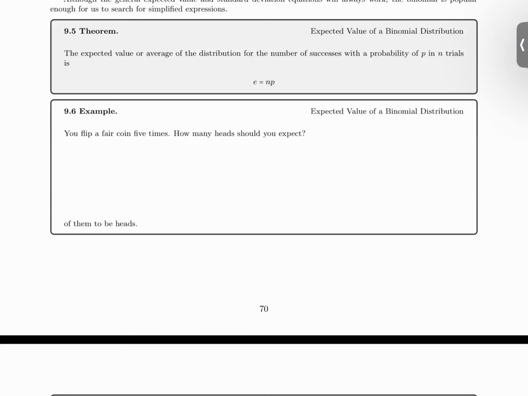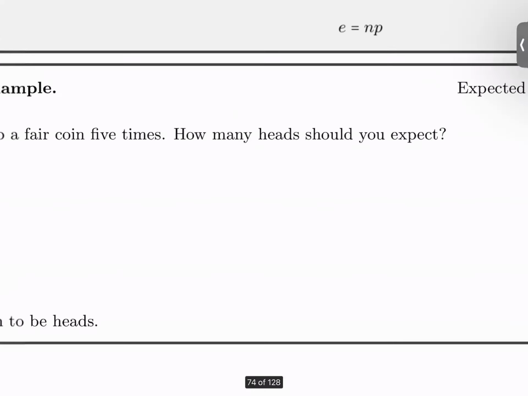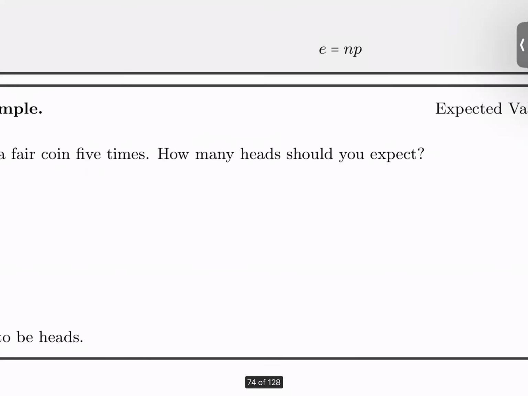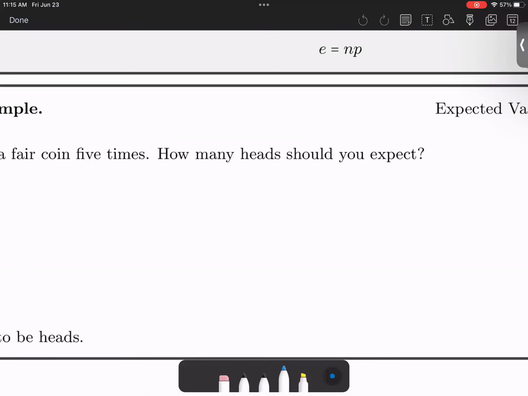Let's find the expected value from a binomial distribution. So remind ourselves of what the expected value equation in general is. The expected value, or the average, of a probability distribution can be given to us by the sum of the possible events multiplied by their probabilities.